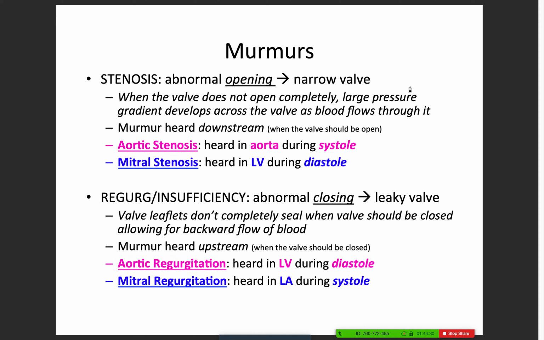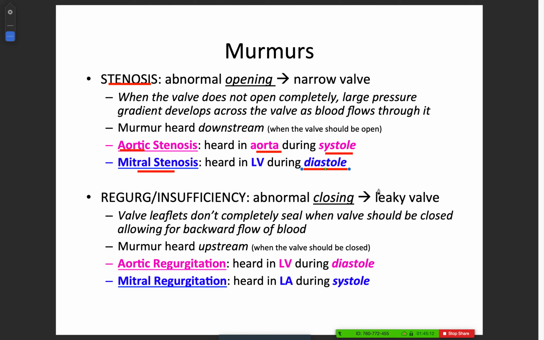Okay, so any stenosis, this just means that the valve itself is narrow. Blood, as it goes through it, is making a lot of noise. Okay, so for an aortic stenosis, this is going to be heard in the aorta during systole. And this makes sense. Blood is trying to move from the ventricle into the aorta through a very narrow valve. It's going to be loud. That's a systolic murmur. Mitral stenosis is going to be heard during diastole. Okay, and so this is what we look for with mitral stenosis. Blood is trying to go from the left atrium into the left ventricle. It's going to make a lot of noise.